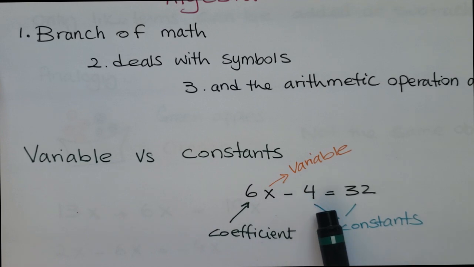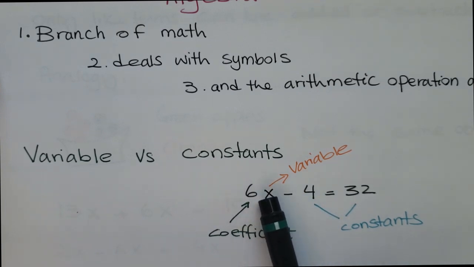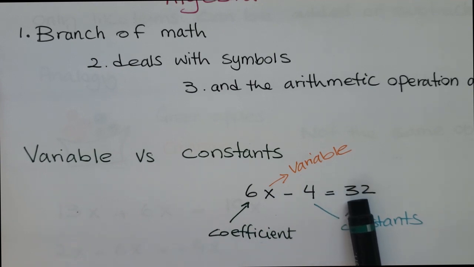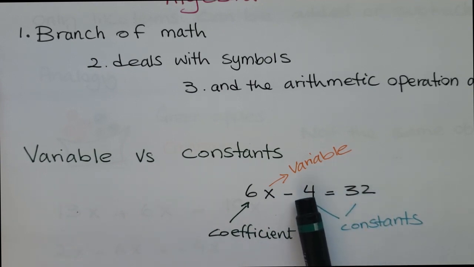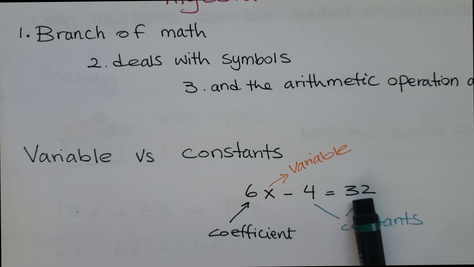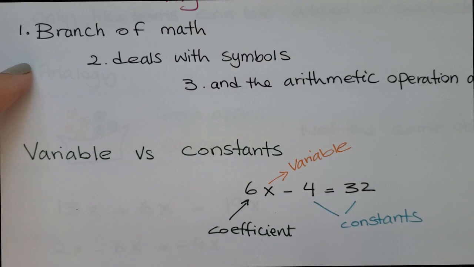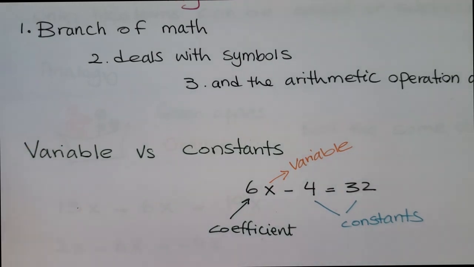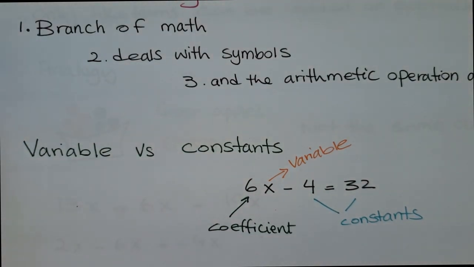And then negative 4. You see that here we're doing an operation on the 6x, and then the value is equal to 32. So you can see that 4 and 32 are constant values. The 4 is always 4, it never changes, and 32 is also a constant. The constant could be positive or negative, it doesn't matter.